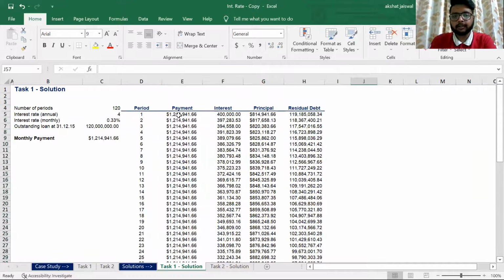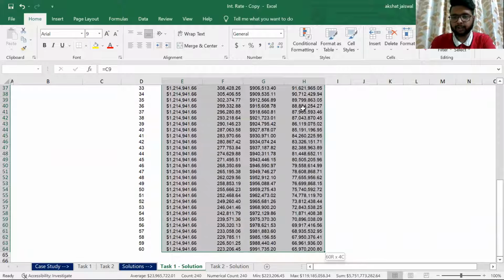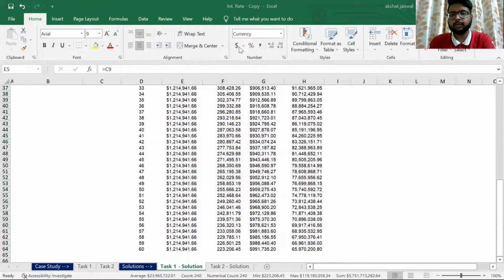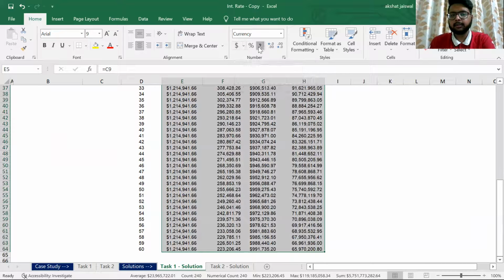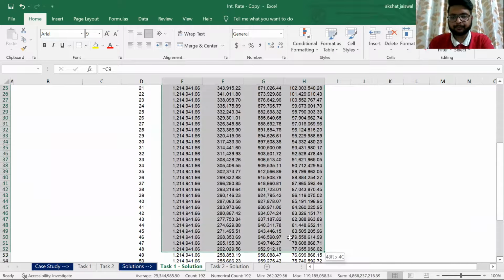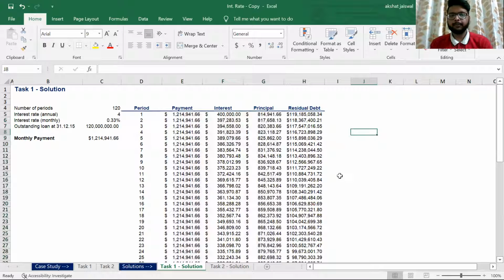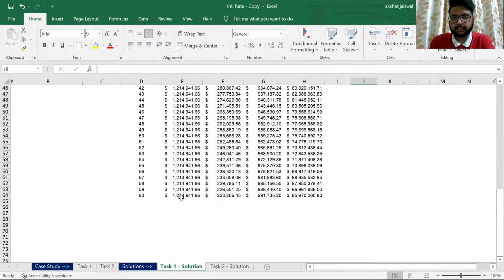Now change it into currency format. Put it in dollars or rupees or whatever you require. Make it currency and then add commas so that you can know exactly how much it is. Yeah, here you go. So you have got it till the 60th month.